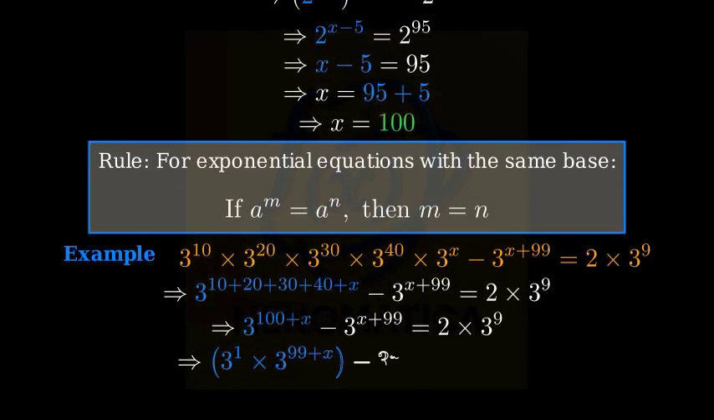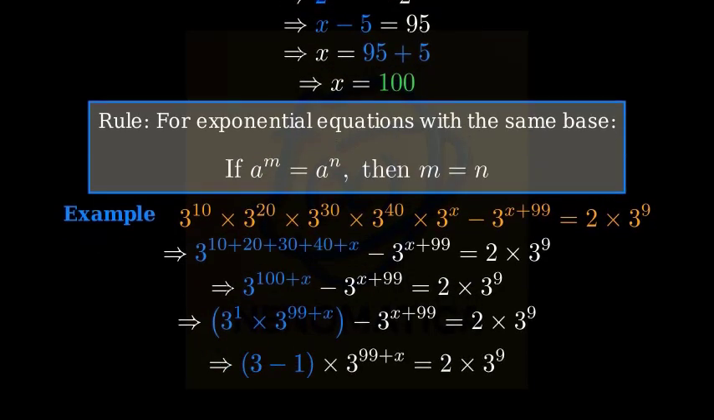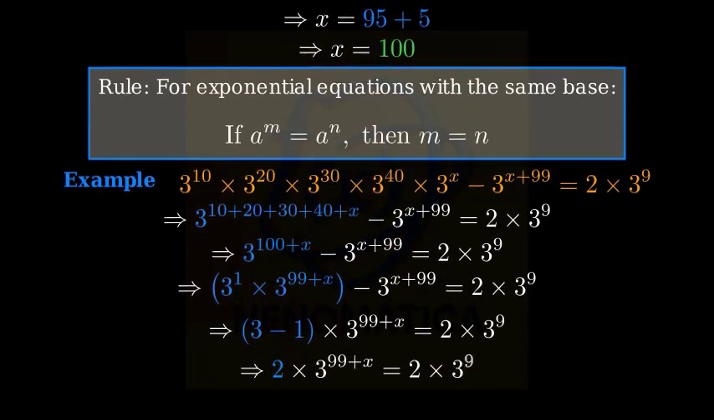We can factor out common terms on the left side. 3^x times 3^99 times (3 minus 1)... that is, 3^(x + 99) times (3 minus 1) equals 2 times 3^9. Simplifying further, we get (3 minus 1) multiplied by 3^(99 + x) equals 2 times 3^9. 3 minus 1 equals 2.